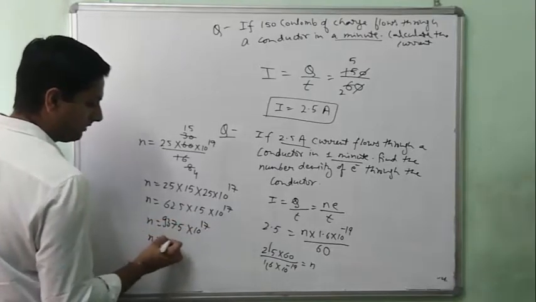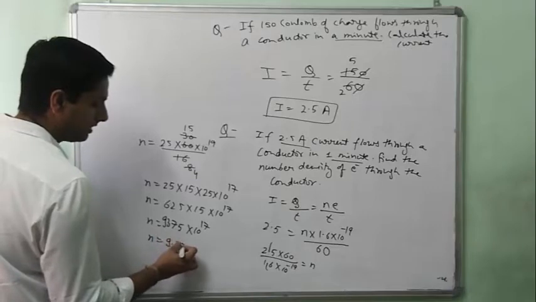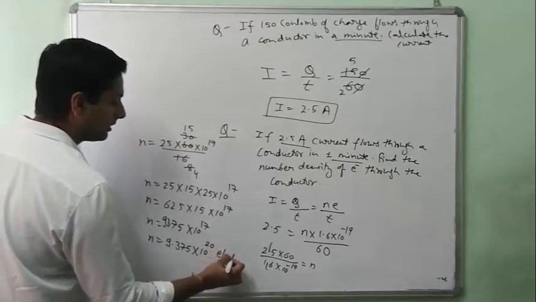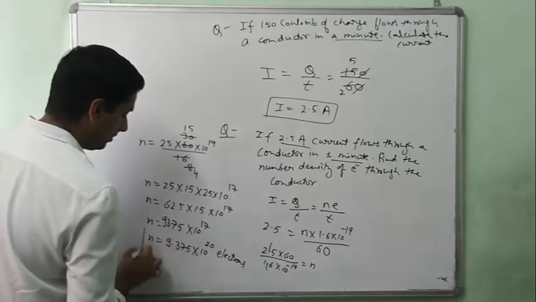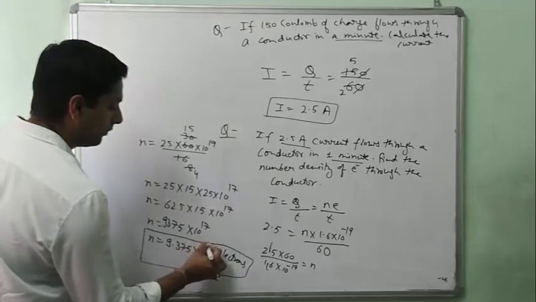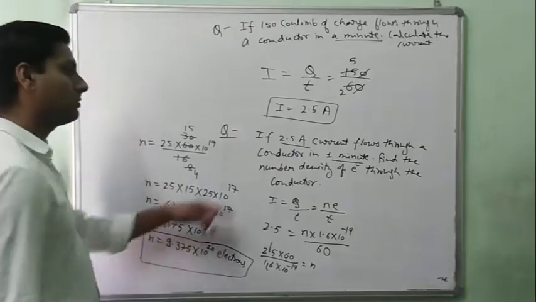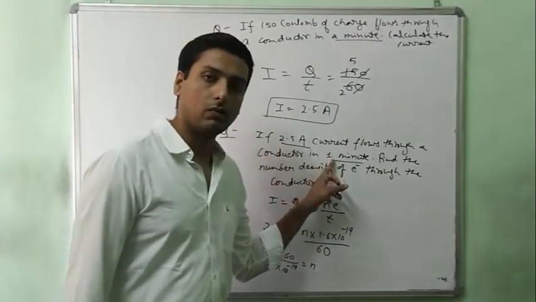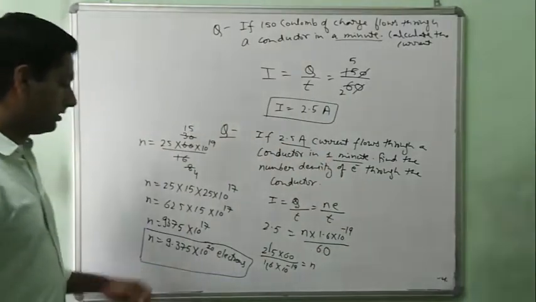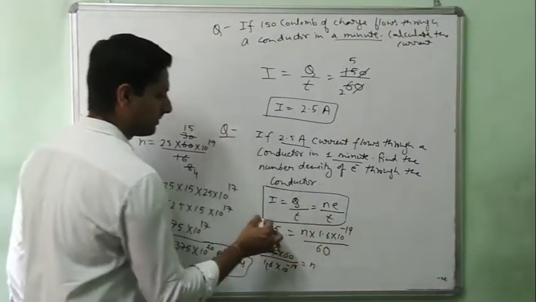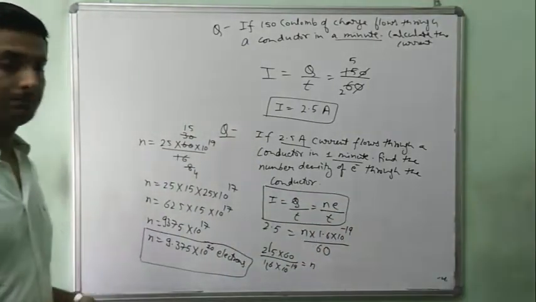So in standard form you can say 9.375 into 10 raised to power 20 electrons per unit volume, that is per meter cube of your conductor, will flow if this much amount of current is needed to be flown through the conductor in 1 minute. Okay, so main formula you have to learn this. Understood?